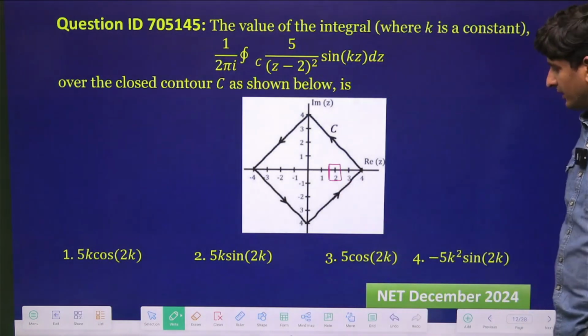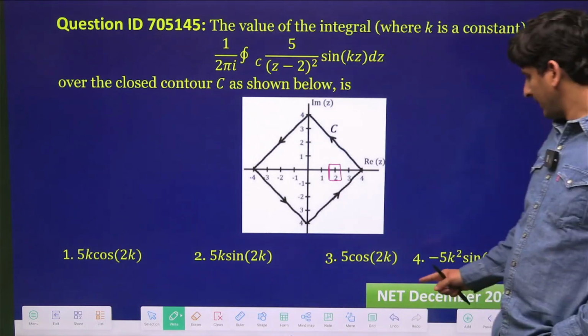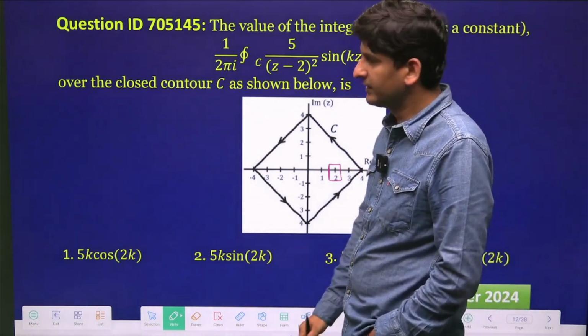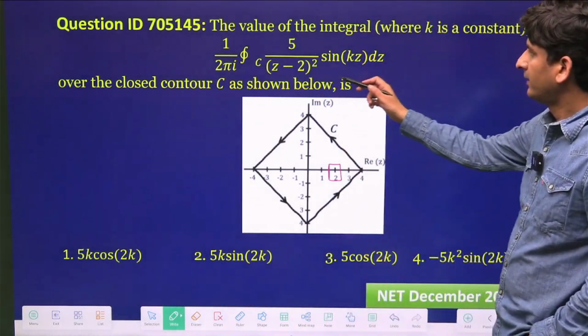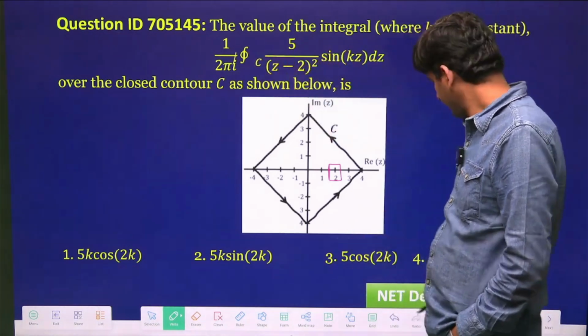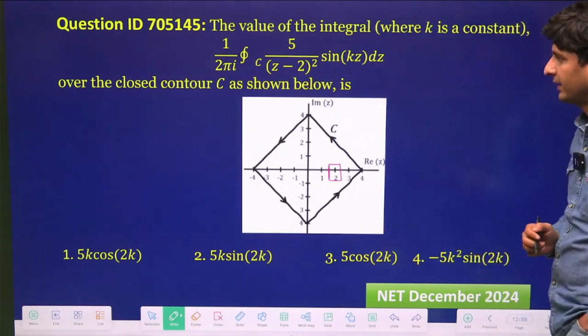So this is a question from NET December 2024, and the question is on complex integration. A function is given, and here 1 upon 2 pi is given. So we have to calculate the complex integration.